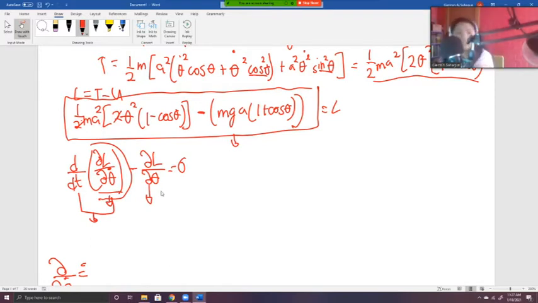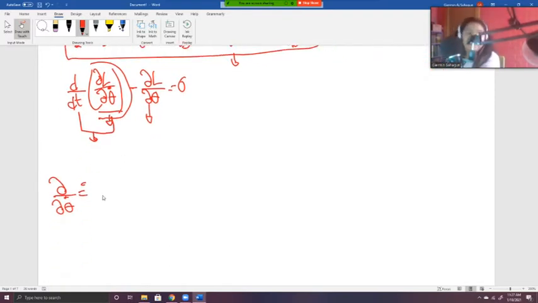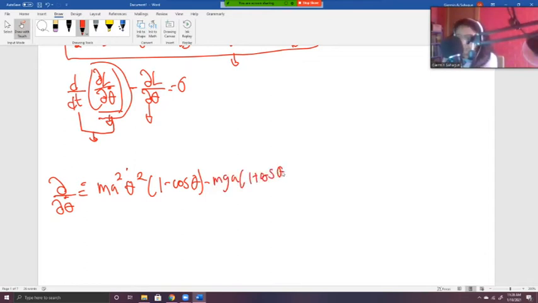This one will cancel. So, ma squared. Okay. So, basically, what will happen is ma squared theta dot squared 2 1 cos theta minus, parenthesis, minus mga(1 plus cos theta) here.